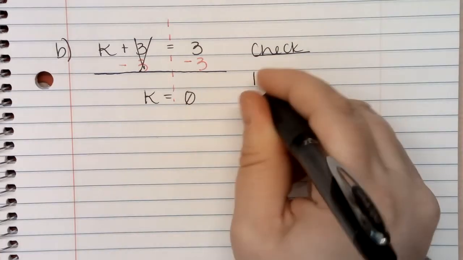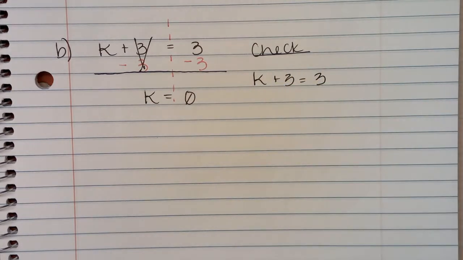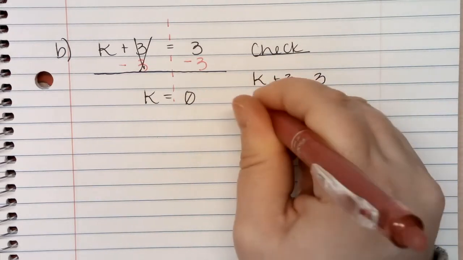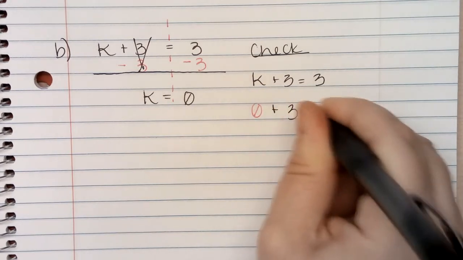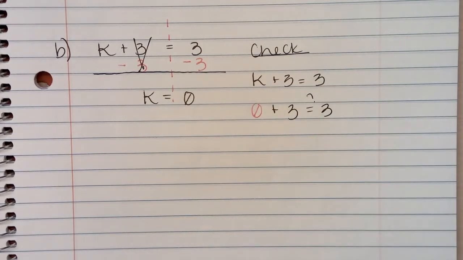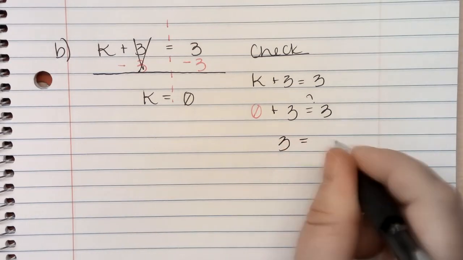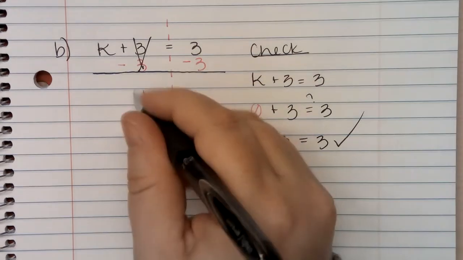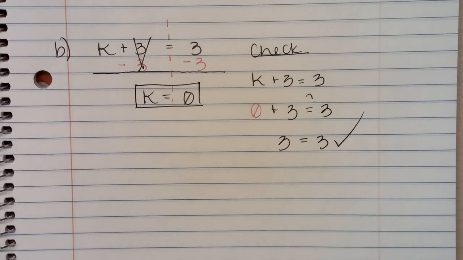And I'm going to rewrite my original, k plus 3 equals 3. I'm going to put in 0 for k. 0 plus 3 equals 3. Well, 0 plus 3 is 3. So does 3 equal 3? Check. Sure does. So I'm going to box my answer because I know that it is correct.